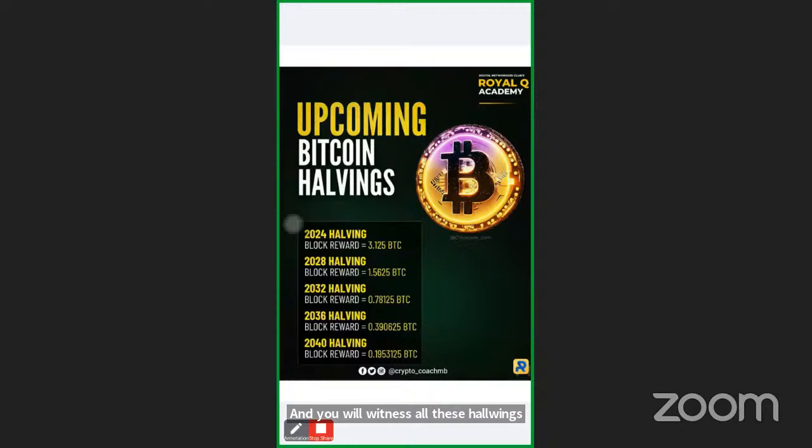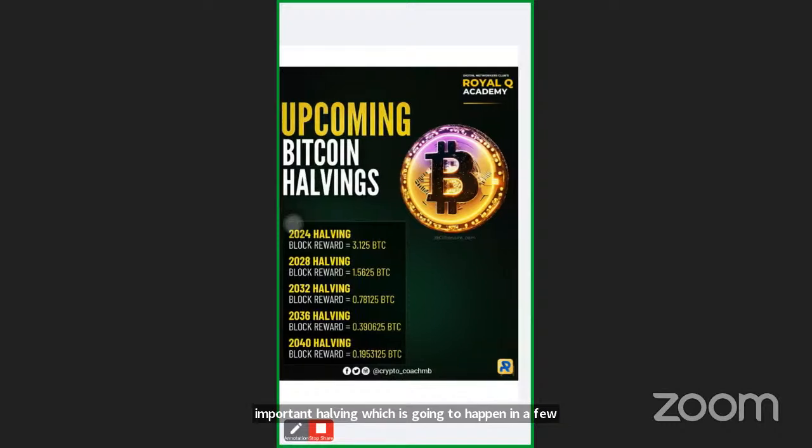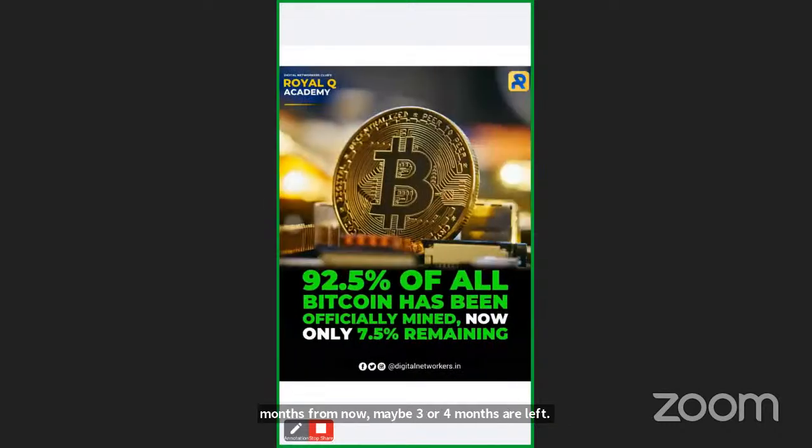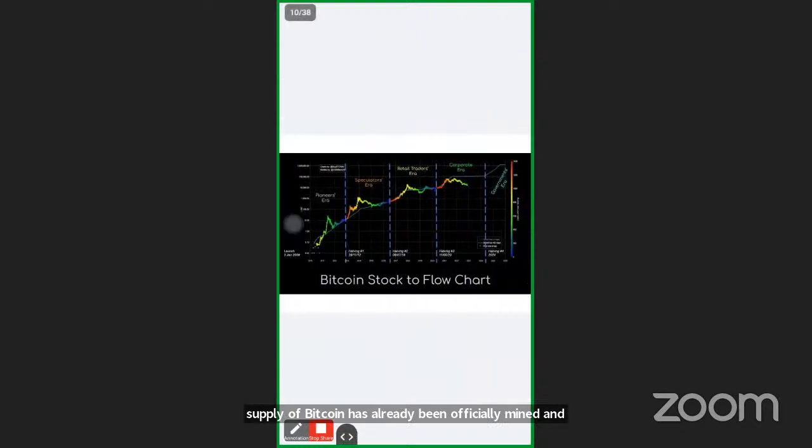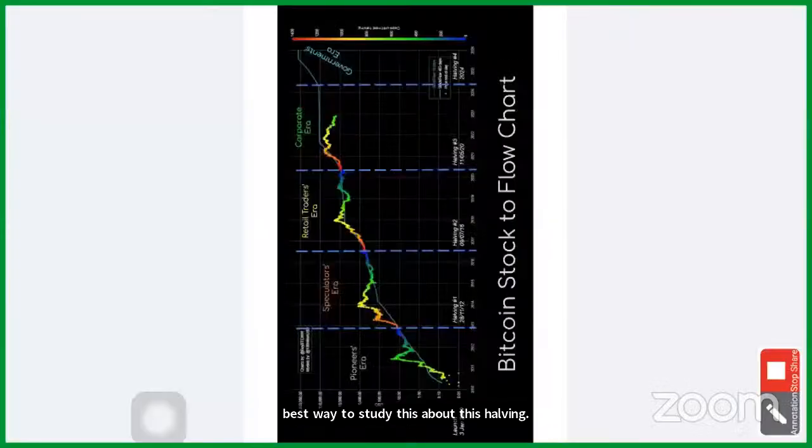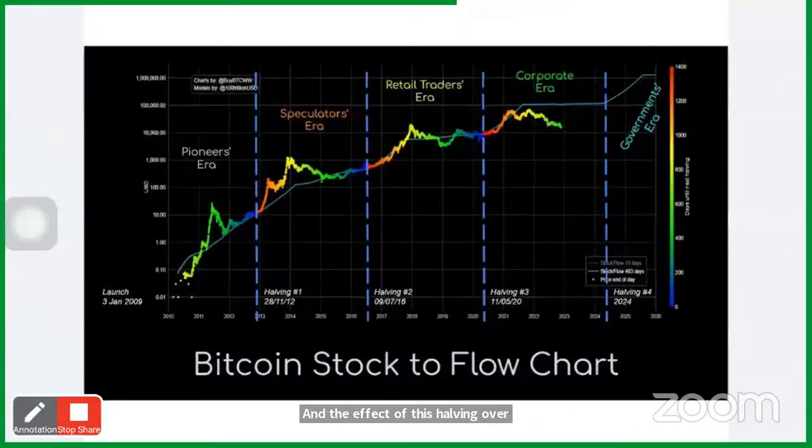But the most important halving, which is going to happen in a few months from now, maybe 3 or 4 months are left, is Bitcoin halving number 4, which we don't want to lose because it is a huge opportunity. And already 92.5% of the total supply of Bitcoin has been officially mined, and only 7.5% is remaining. So what is the best way to study this halving and the effect of this halving over the market prices of Bitcoin? That we now want to understand.